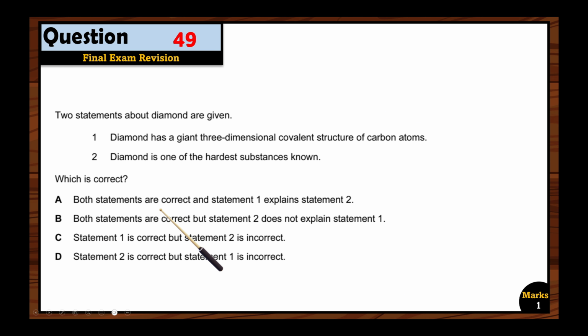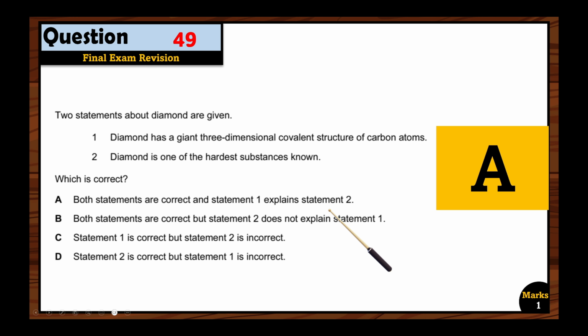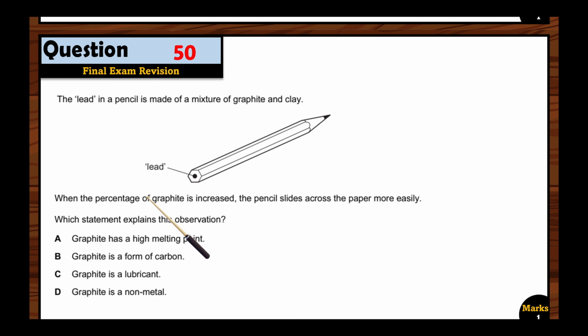Now let's see, does statement 1 explain statement 2? First, statement 1: diamond has a giant three-dimensional covalent structure. Yes, it has a three-dimensional covalent structure. That's why its structure makes it the hardest substance. So statement 1 is actually explaining statement 2. That's why option A is right.